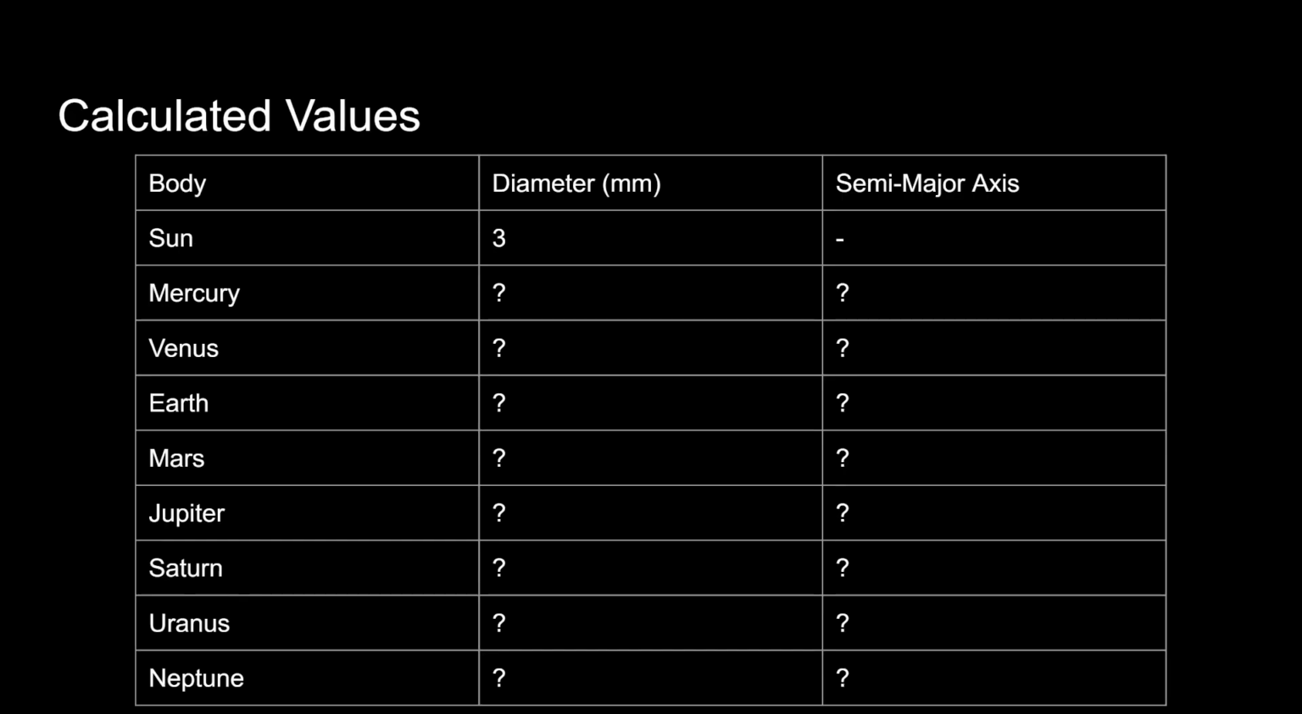So I have here a table that we're going to fill out that is the diameter for all of the bodies when we have everything scaled, and also the semi-major axis for everything once it's scaled. I'll explain what a semi-major axis is when we get to it, but know that for the sun it's going to be equal to 0, so I just have that marked out.